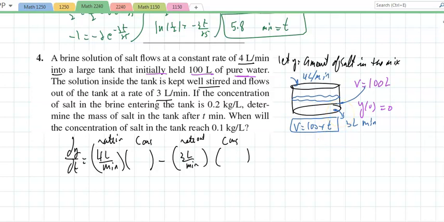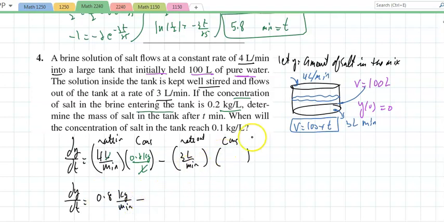And if I read on and see what they say, if the concentration of the salt in the brine entering is 0.2 kilograms per liter. So basically, what I'm letting in, if I really think about it, just in amounts of salt, I'm letting in 0.8 kilograms of salt every 1 minute. And what am I letting out?